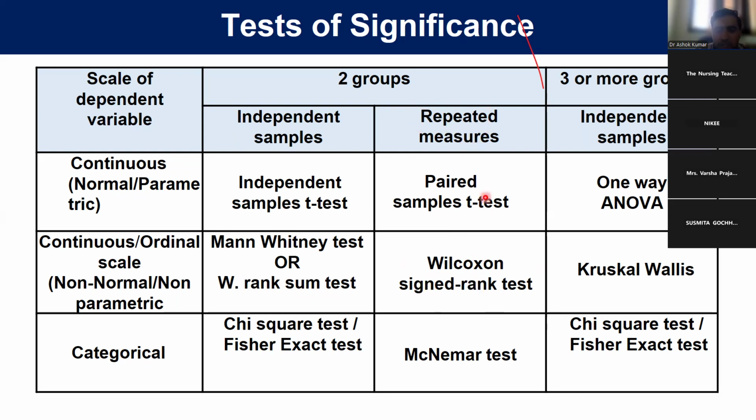Okay, instead of paired t-test, if our dependent variable is categorical and there is a repeated measure before and after, then we have to go for the McNemar test.